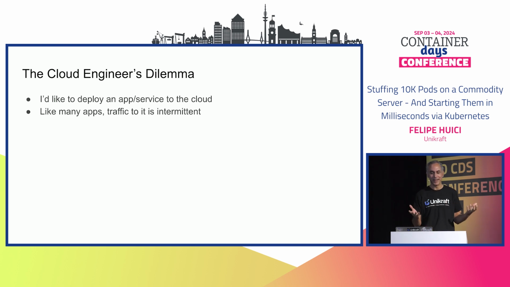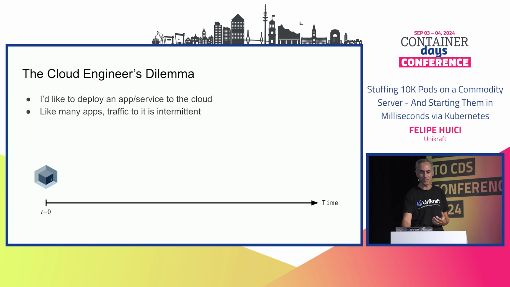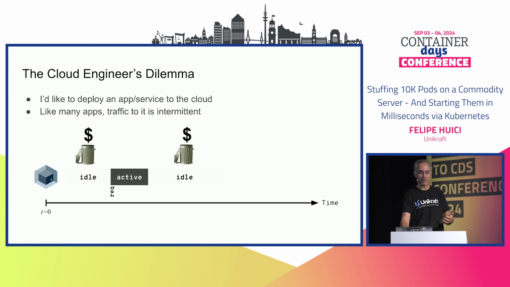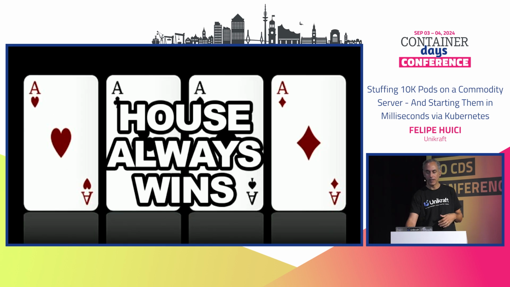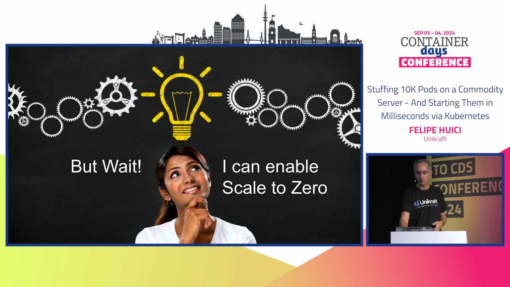Imagine I want to deploy an app, and like many apps on the web, it's intermittent. I get traffic sometimes, I don't get traffic other times, right? So what's going to happen is I'm going to deploy it, I'm not going to get any traffic, it's idle, but I'm definitely paying for it no matter what. And then later on, I get some requests, so that's good, things are active, but then the cycle repeats, it goes idle again, and I'm throwing money away, right? And so I'm paying the cloud provider money that maybe I shouldn't be paying.